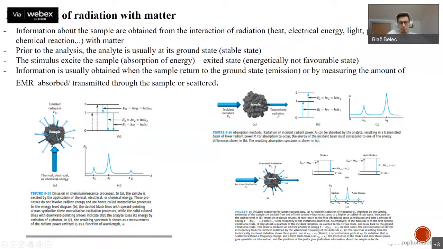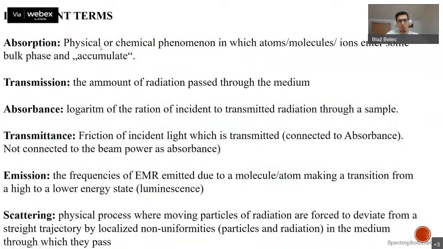The second one is emission. Again, when the energy comes to the material and interacts with it, the material goes from a ground state to the excited state, but compared to absorption, here we measure the energy released when the material goes from the excited state to the ground state. And the last one is scattering, when incident radiation is scattered from the material, and then we measure this energy. Those are just important terms that we use in these fields: absorption, transmission, absorbance, and so on.